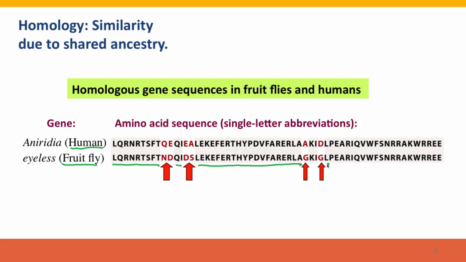The red amino acids are the ones that are different. Almost everything else about these sequences is identical. And this level of similarity must be due to common ancestry. And this tells us that the ability to develop an eye, although the types of eyes are very different in fruit flies and humans, that the ability to develop an eye is an ancestral feature that was controlled by this gene in the common ancestor of all animals, and particularly humans and fruit flies.